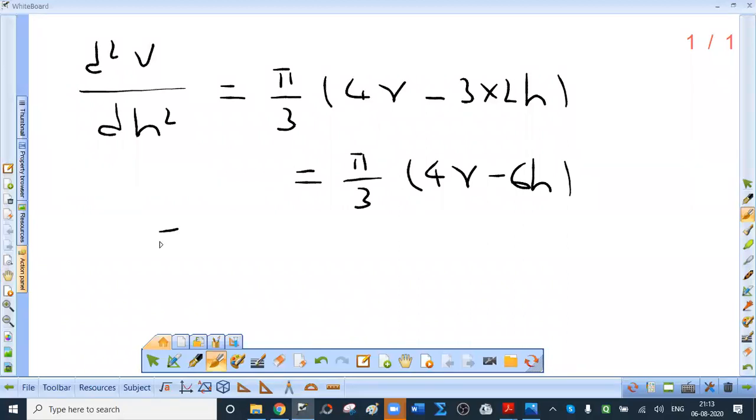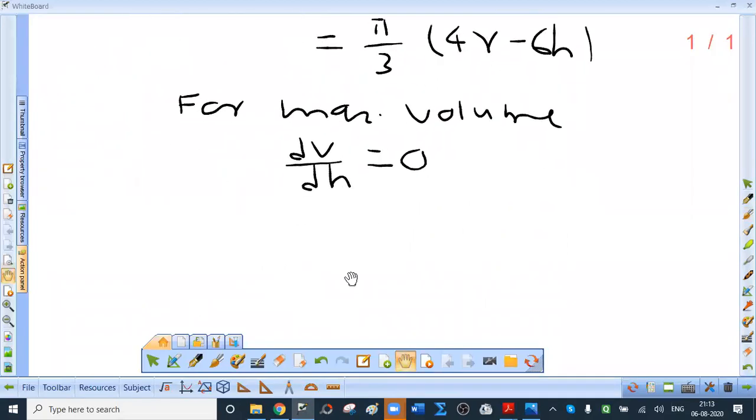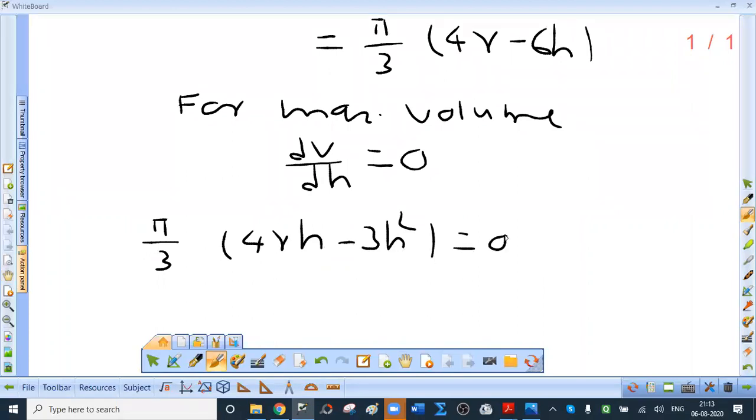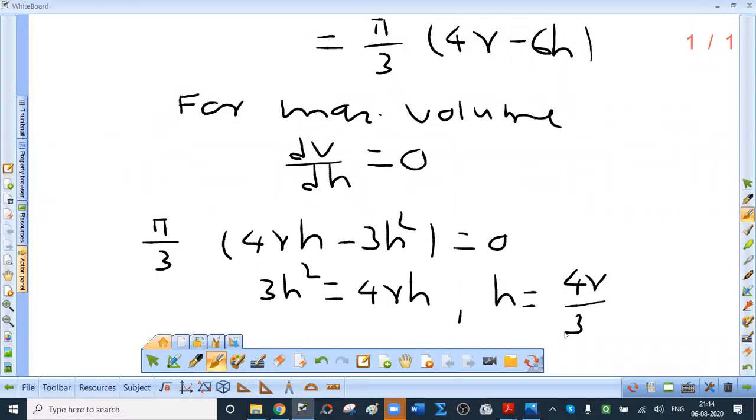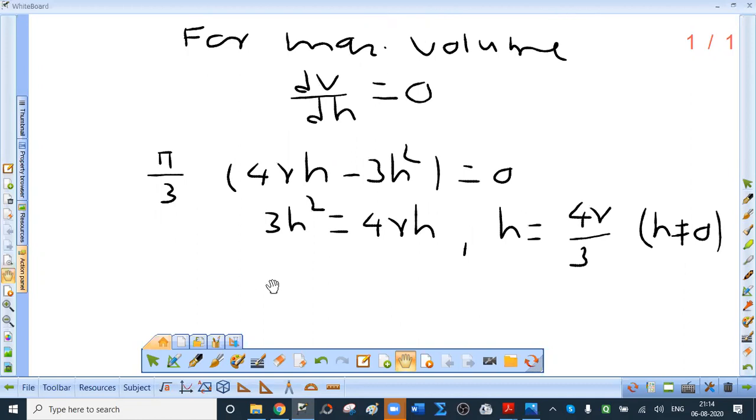Now for maximum volume, what is the requirement? dV/dh should be 0. So let us solve the equation dV/dh equal to 0. What is that equation? Pi by 3 into (4rh minus 3h square) equal to 0. So what we get, I will write directly, 3h square is 4rh. Can I divide by h? I can. So is it okay if I write h as 4r by 3? Of course, we have to mention that height cannot be 0. So h equal to 4r upon 3.